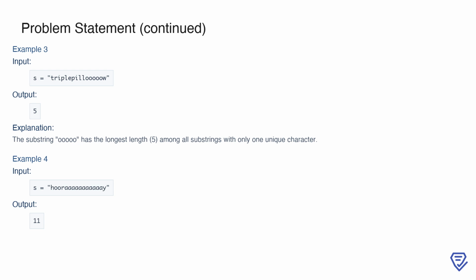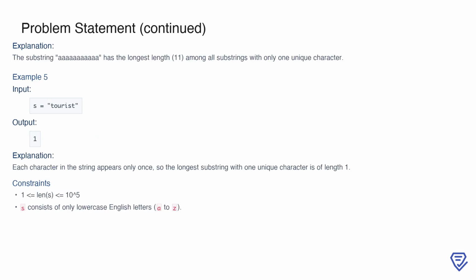Now take the string S equals horaaaoe. In this case, the substring a stands out, as it has a length of 11. This makes the output for this example 11. These cases demonstrate how the solution identifies and counts consecutive characters efficiently. For the string S equals tourist, the situation is different. Each character in the string appears only once and doesn't repeat consecutively. This means that no substring is longer than one character with only one unique value. Therefore, the output here is 1. These examples cover a range of scenarios, from strings with repeated blocks of characters to those with entirely unique characters.